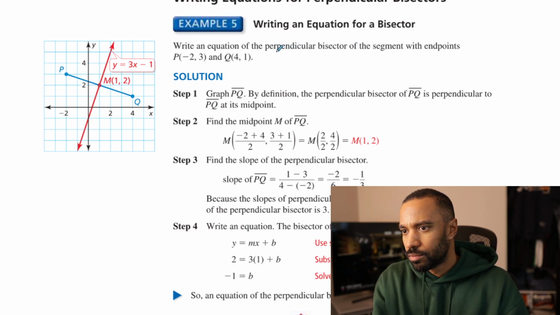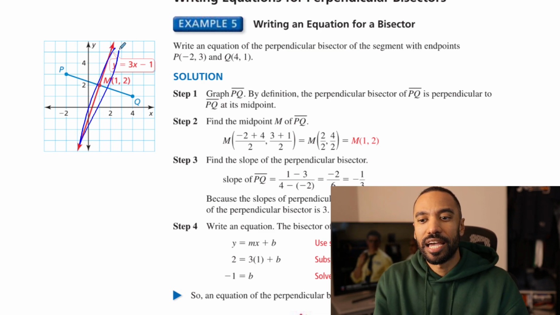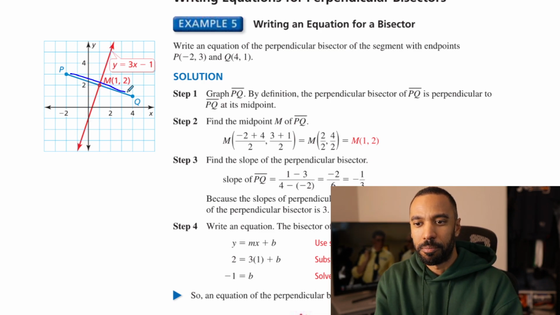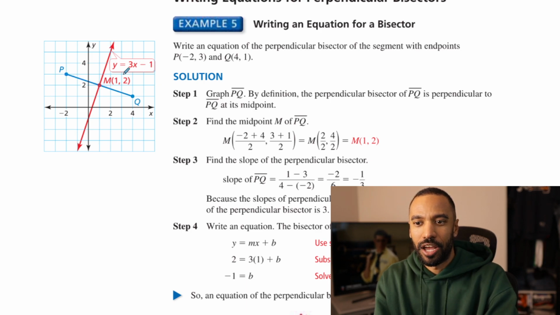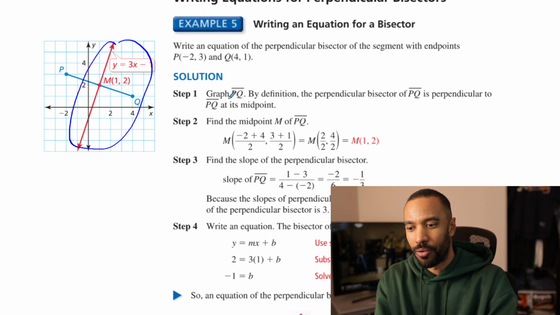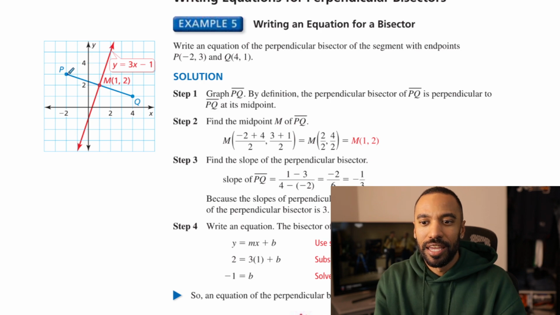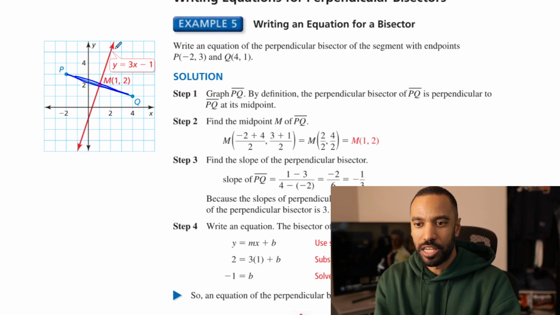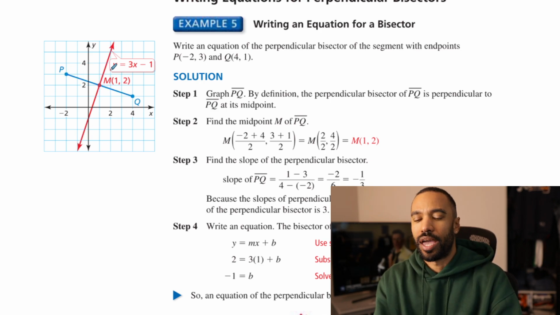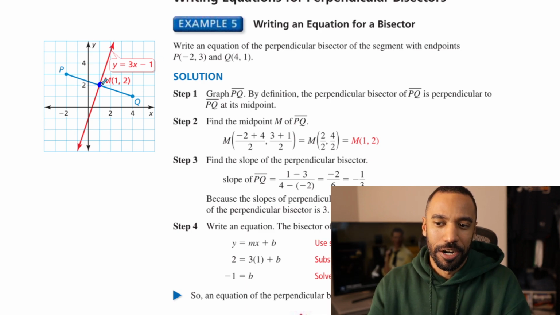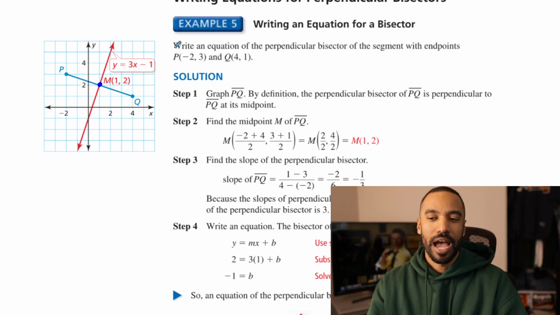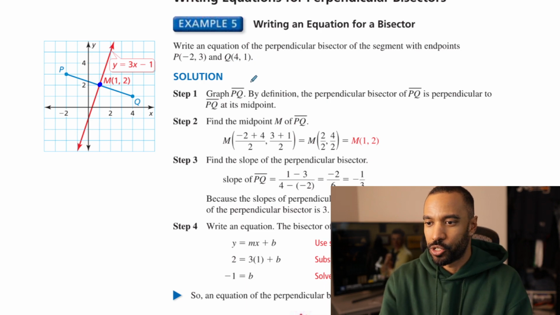Oh, they need the bisector. I was thinking they needed the line for PQ. Got it. Okay, this is the answer apparently. I missed that, my bad. Here's the original segment. We need the equation of the red line. So they need the midpoint because they need to know where it's going to cross through. I would still be using point-slope form if I had a choice.